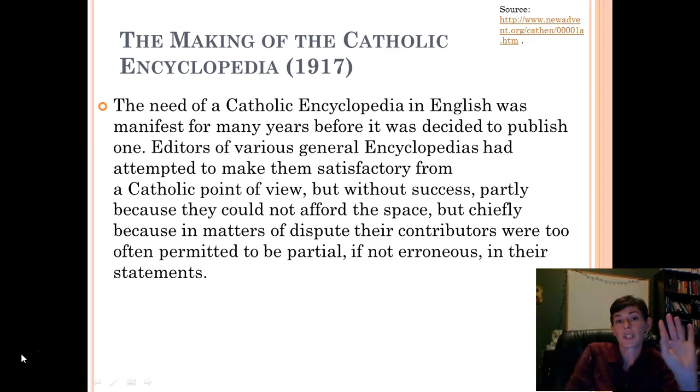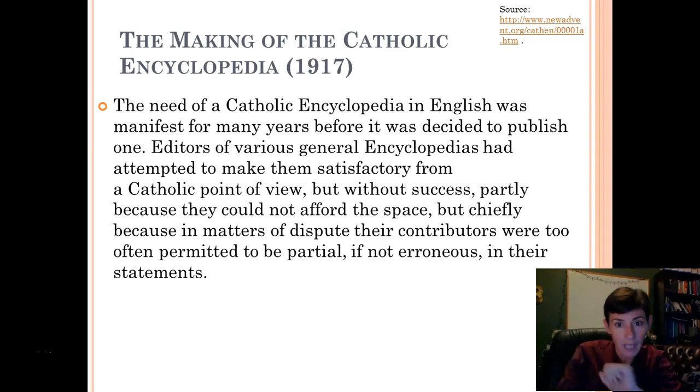Now, I want you to just pause and think about this, right? So, erroneous, partial, those words, I want you to think about what those words mean. What are the authors or the author of this implying about other encyclopedias that were non-Catholic, secular encyclopedias?